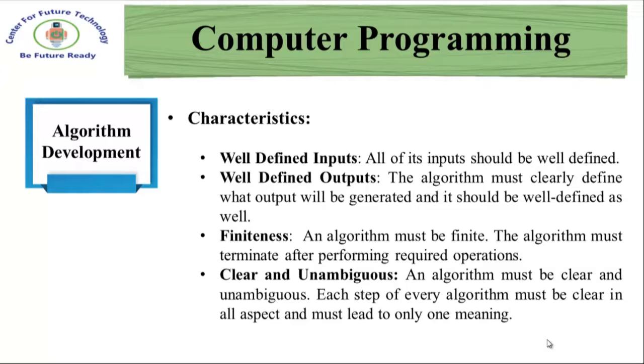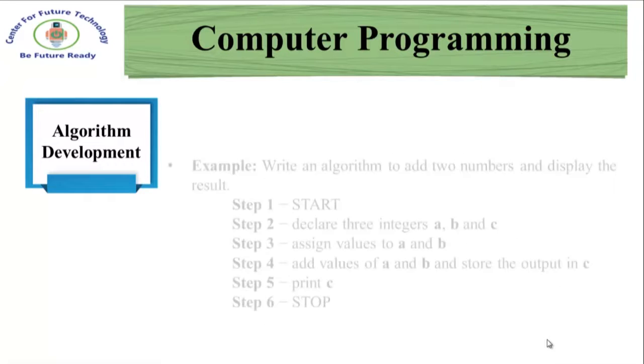Clear and unambiguous. An algorithm must be clear and unambiguous. Each step of every algorithm must be clear in all aspects and must lead to only one meaning.